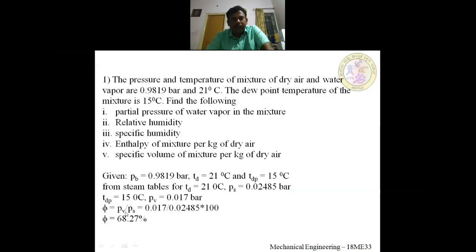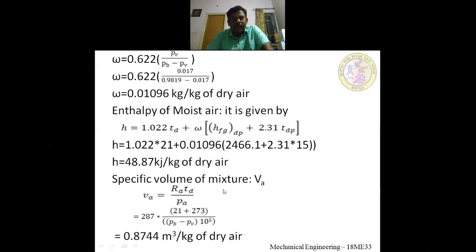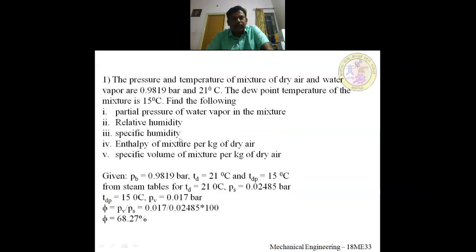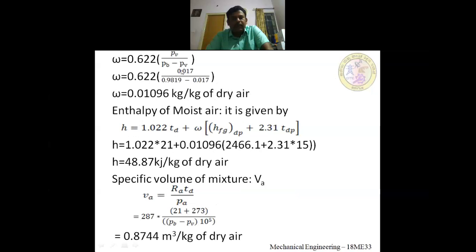Next you have to find the relative humidity: PV by PS, 0.017 by 0.02485, multiplied by 100, you are going to get 68.27 percent. Next, omega is nothing but 0.622 PV by PB minus PV. Omega is the specific humidity they have asked in the third one. PV you have found, PB they have given in the problem. Just substitute and get the value of omega.